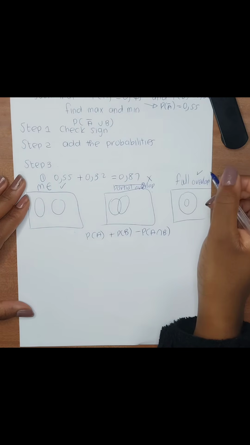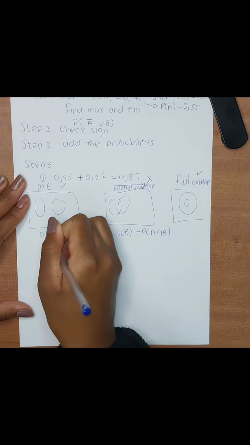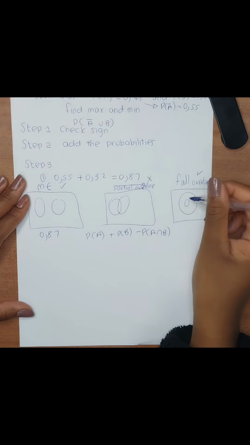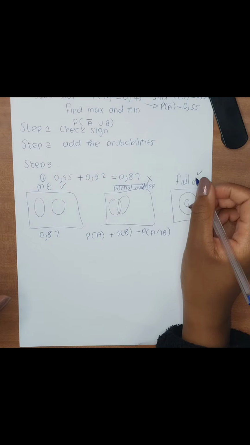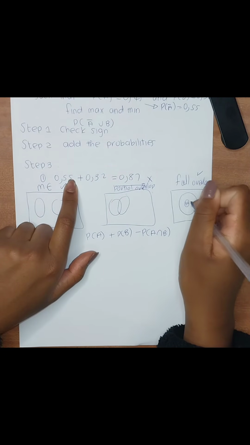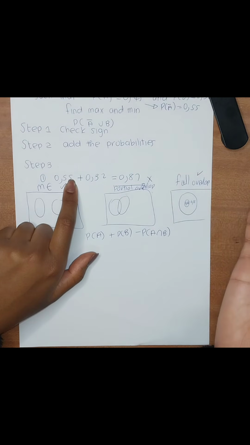So for the union, remember it's 0.87, right? So for the union with your overlap, remember union is adding the events, right? So obviously the smallest one is going to be the one inside, the one outside is going to be 0.55, because think about it, the smallest one has to have the smallest probability, the one outside has to have the biggest probability. That makes sense, common sense, right?